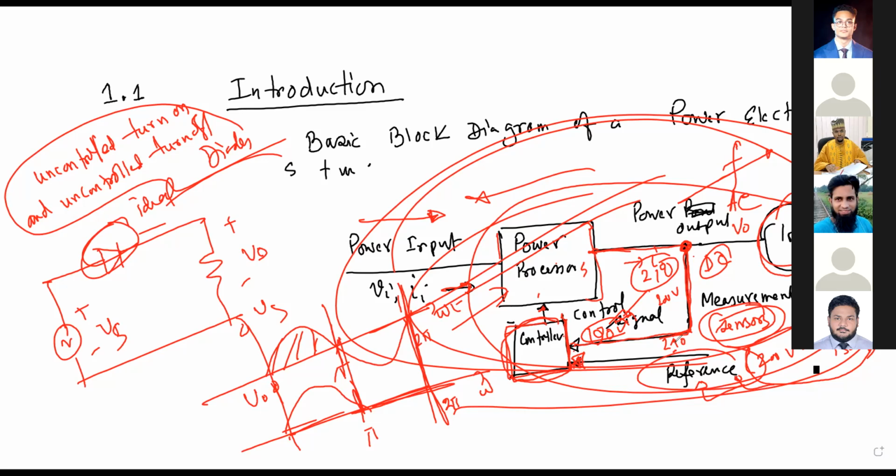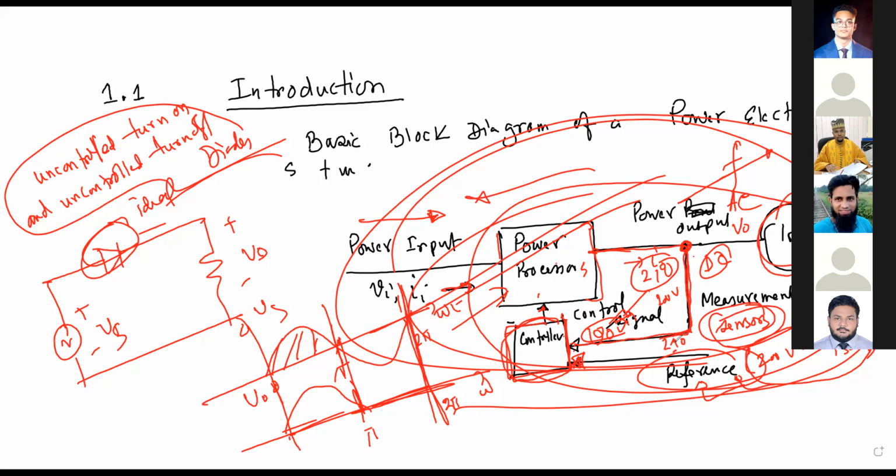So sensors are very important, and the controller is also very important. With this sensor and controller, the power electronic devices will be turned on and off. That will be set by you, how it will be turned on and off.